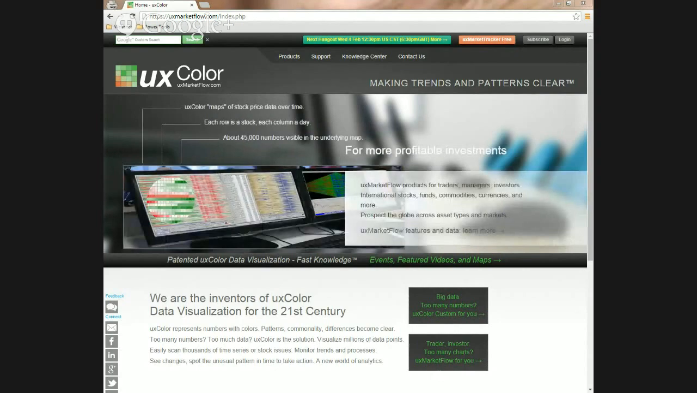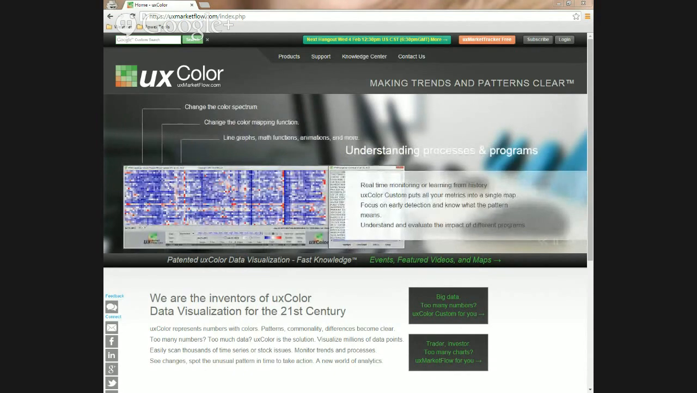And as a thought leader and an innovator that can partner with us, you'd have an opportunity to be one of the early adopters of this exciting data visualization technology that we think is data visualization for the 21st century.